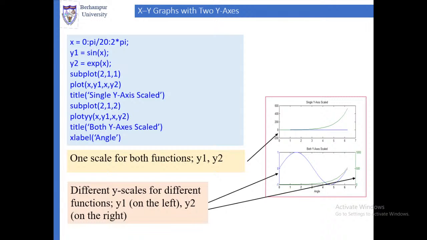The title is single y axis scale. Then the second subplot is subplot 2 1 2. It is a 2 cross 1 plot, so we will have only two elements. plotyy x y1 x y2. So we have two plots, and plotyy means two y axes: two plots on the same figure with two axes. So both axes are scaled accordingly. X label is angle. Now let us see whether this is correct or not in Matlab.